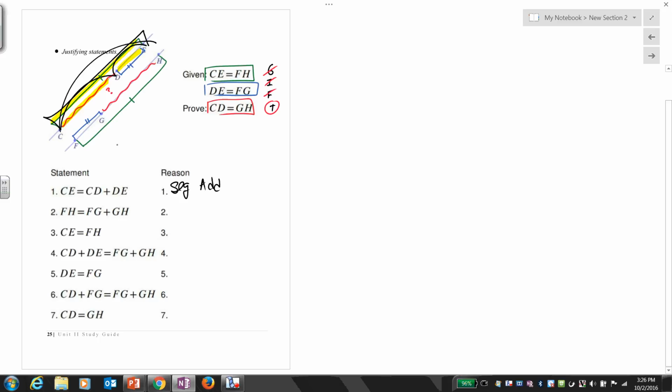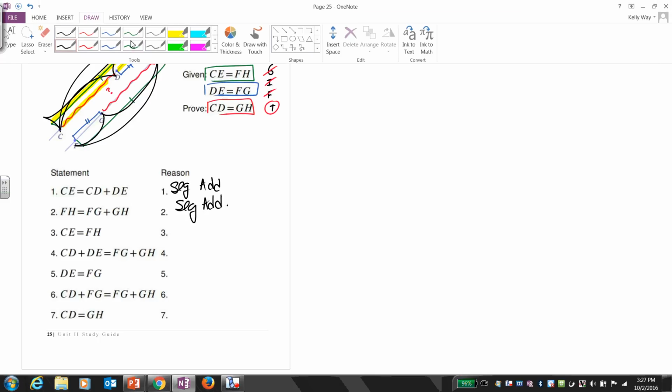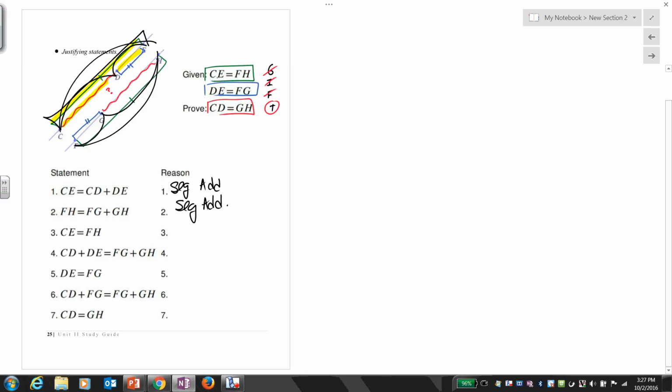Next one, FH equals FG and GH. Again, that would be segment addition. Then we have one of our givens.